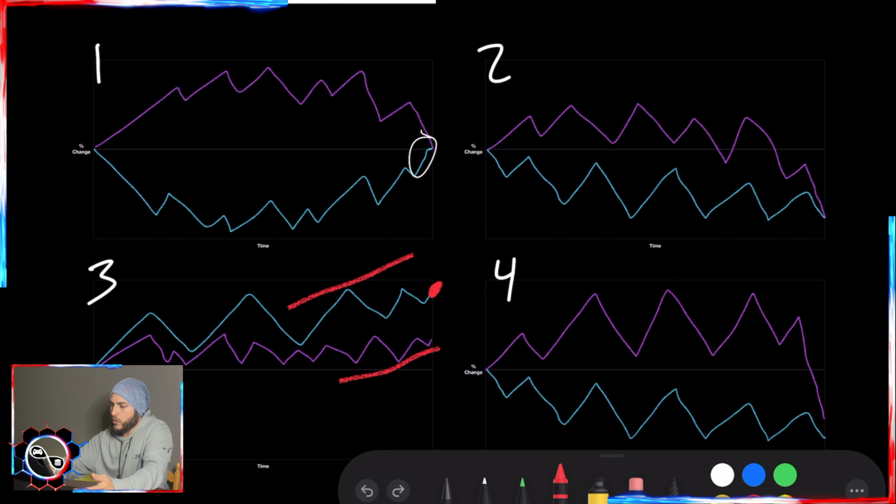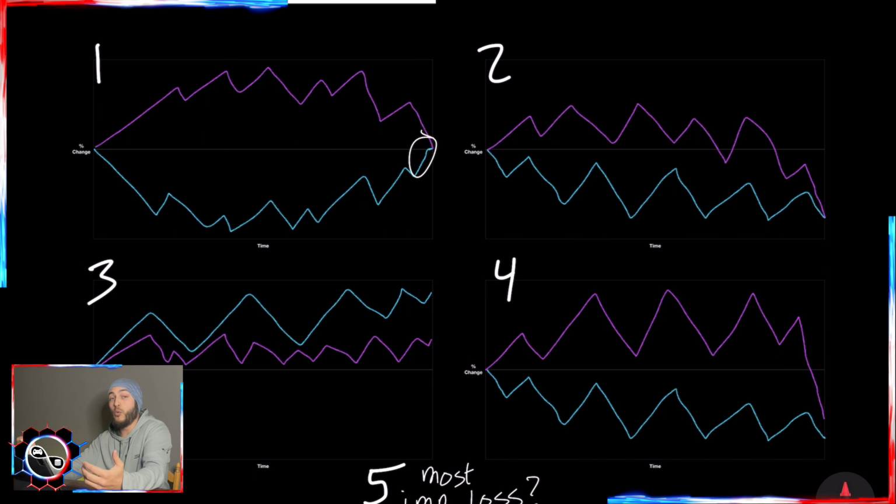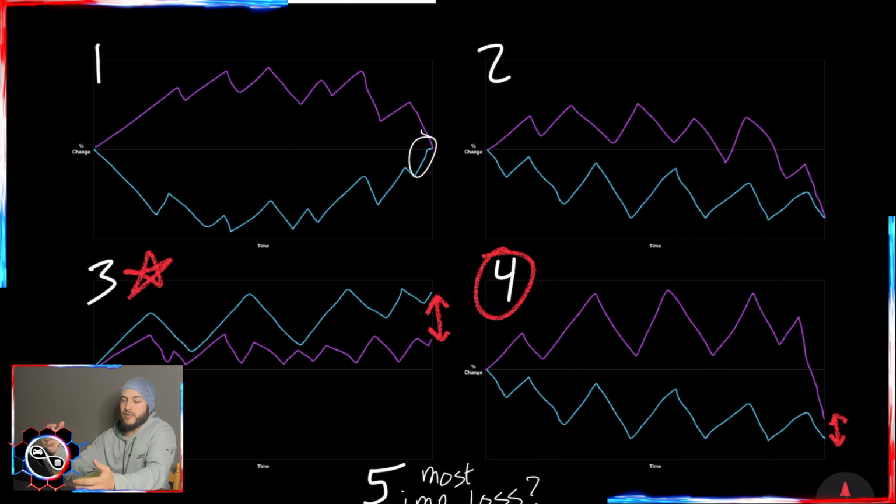Now for that final question, which one had more impermanent loss? So now we're looking at 3 versus 4. Now this is where I think it could be a little tricky for somebody, because number 4 here is going to have more total loss in value, but technically number 3 is going to be the one that has more impermanent loss. And that's because the distance between these two percentages is larger than it is right here. So the answer to number 5 is chart 3, even though it's going to have a higher total value than chart 4.